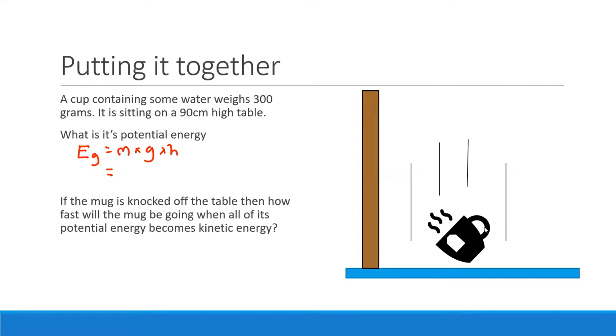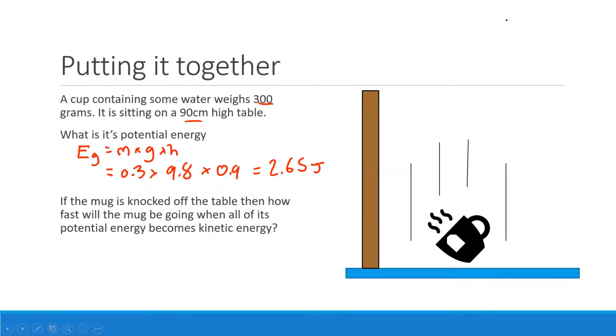The answer here comes out to be 0.3 kilograms, because you can't use 300 grams. You've got to use 0.3 kilograms. Gravity is 9.8, and the height is 0.9 meters high. Comes out to be 2.646. So we're going to go 2.65 joules.